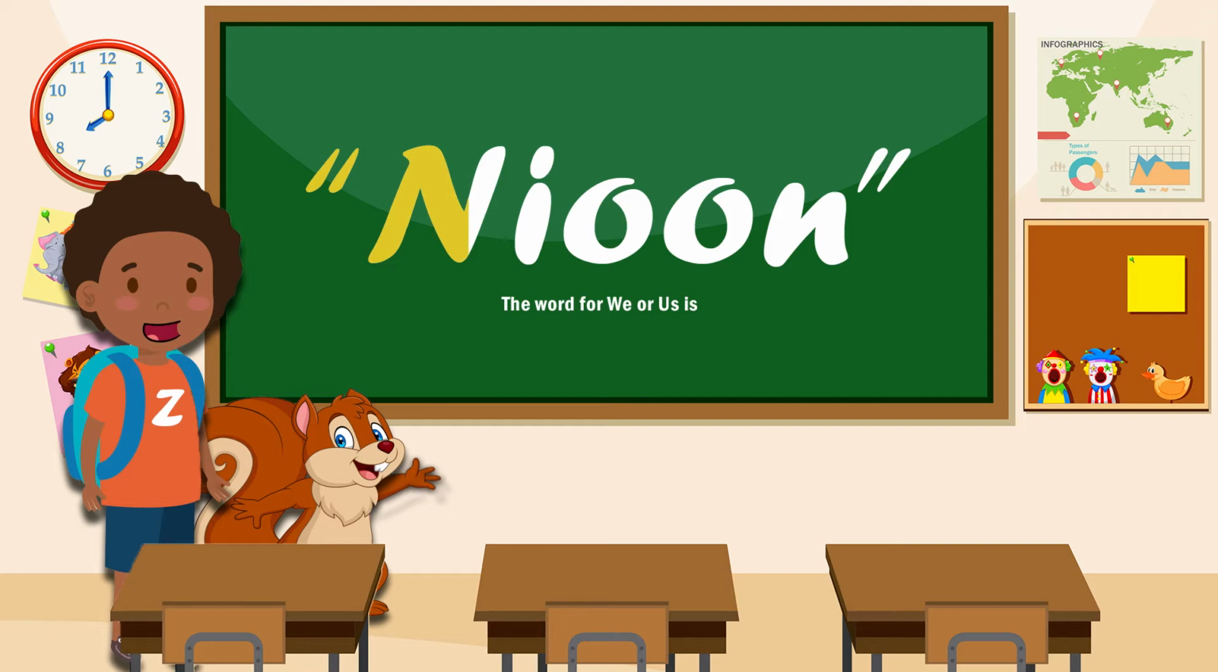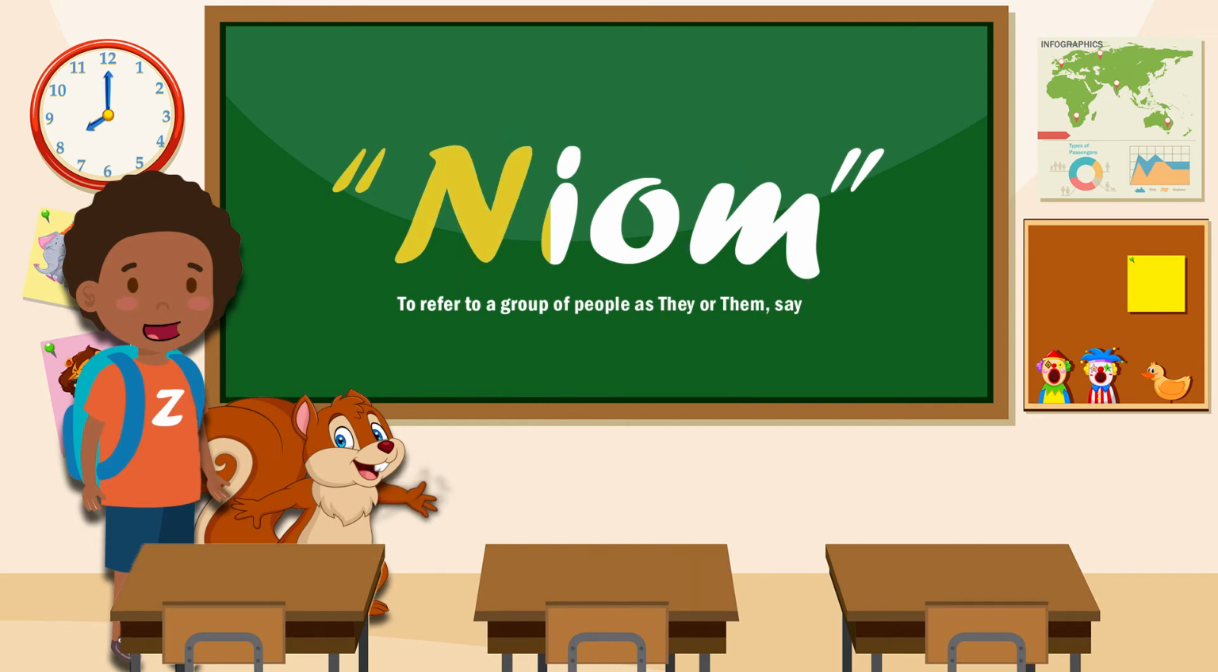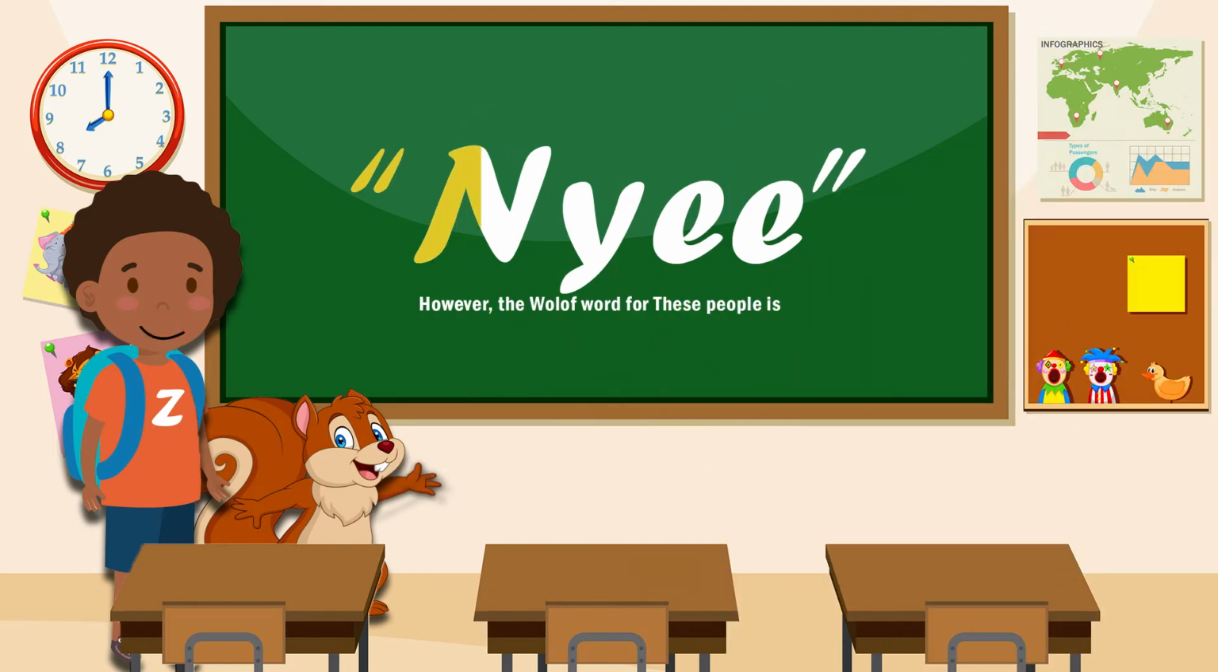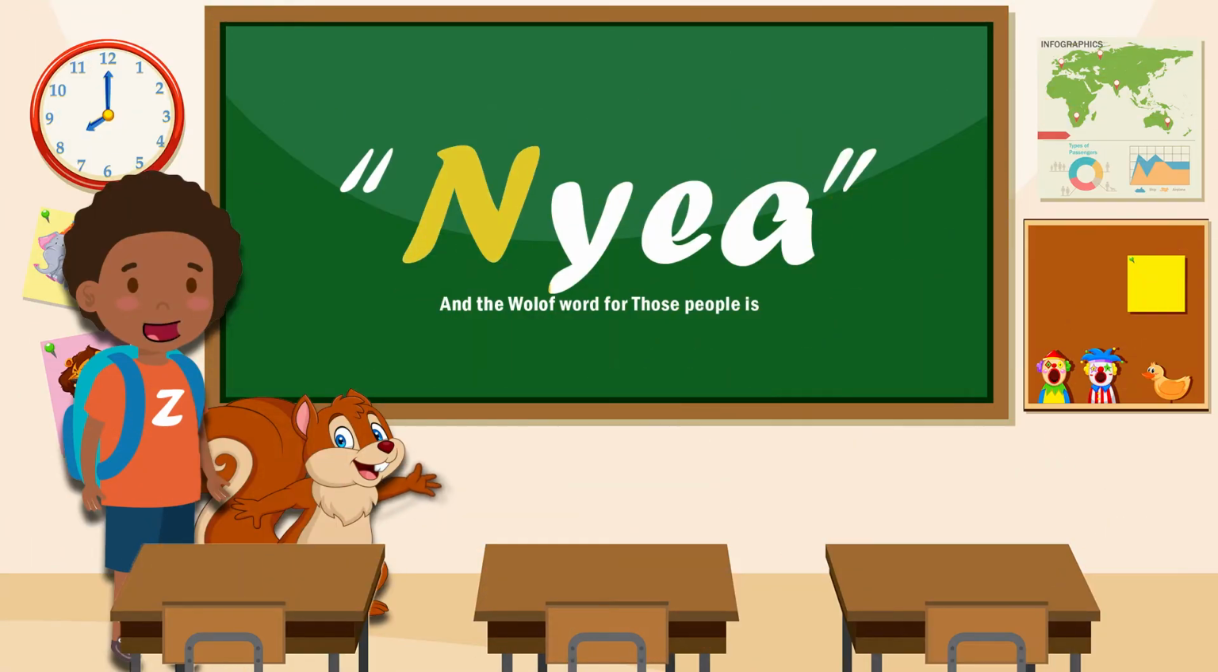The Wolof word for we or us is nyon. To refer to a group of people as they or them, say nyom. However, the Wolof word for these people is ni, and the Wolof word for those people is nye.